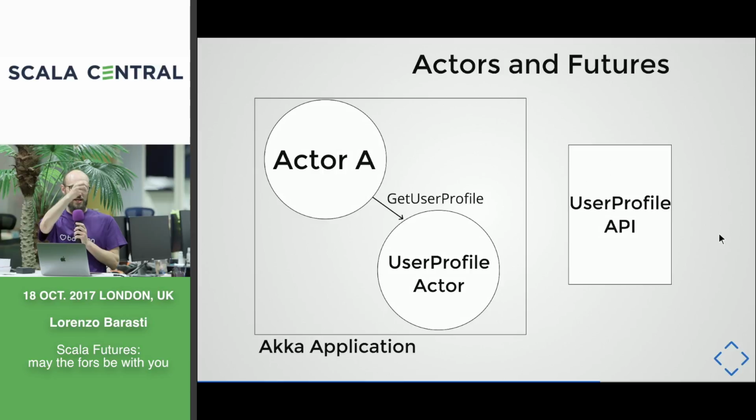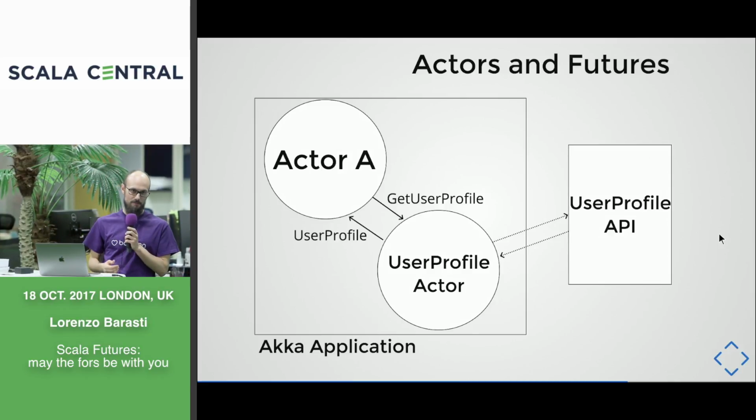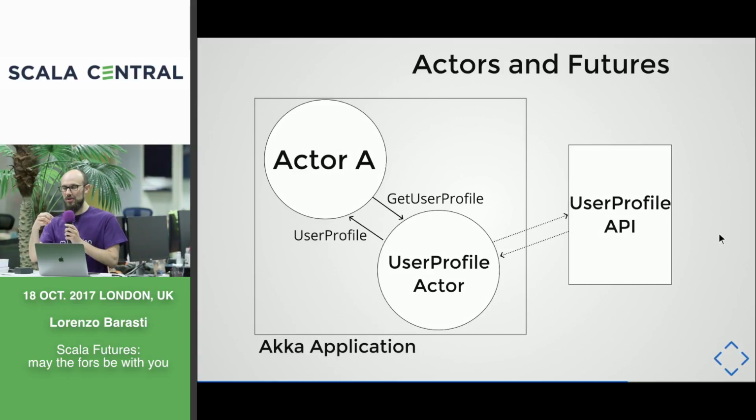Now, actor A sends a message to the user profile actor: get user profile. The user profile actor sends an HTTP request to the user profile API. The API responds, and then we send a message back to actor A. Now, how do we usually model this in an Akka application?